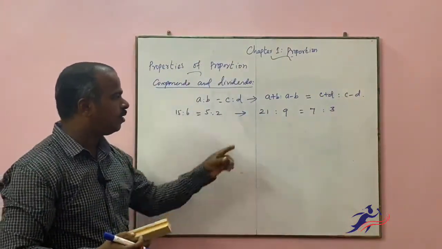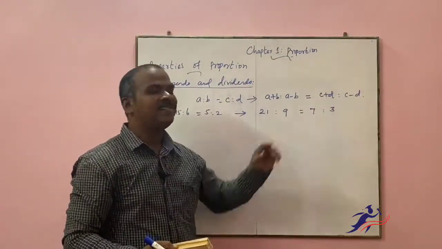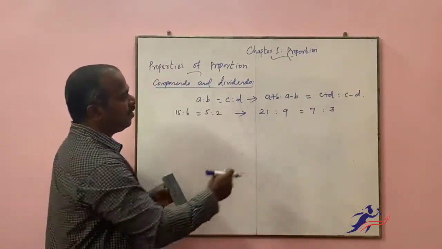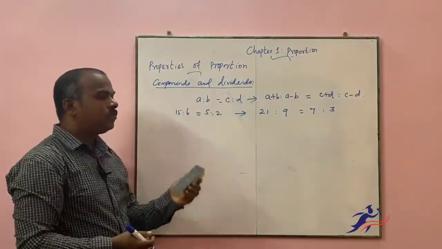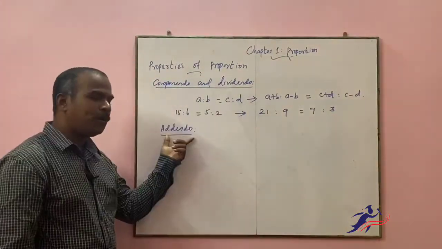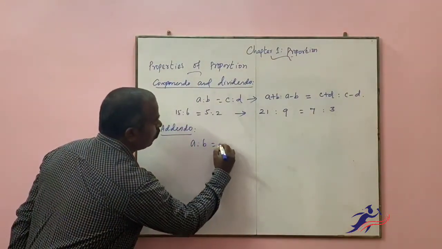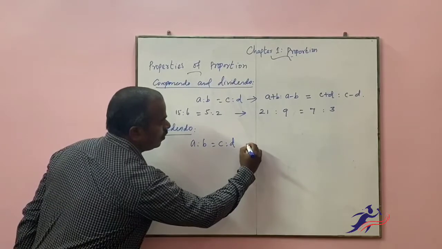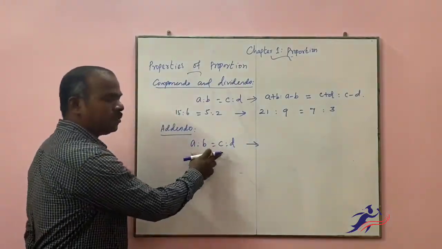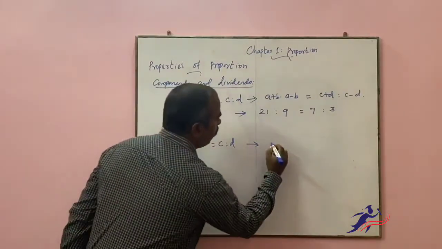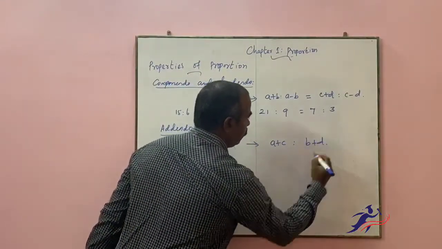Now again we check 21 into 3, that is 63. 9 sevens are 63. So the next one is addendo, that is, if A is to B is equal to C is to D, then the addendo property of this proportion is A plus C is to B plus D.